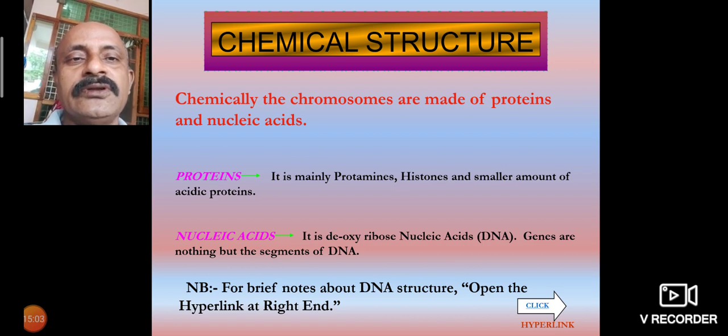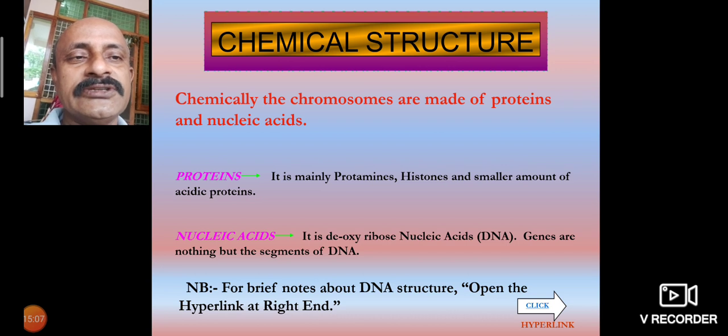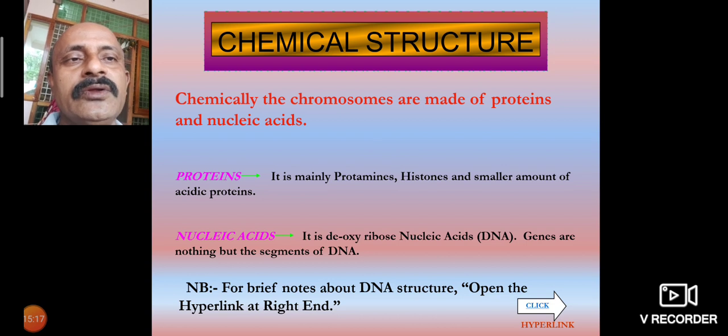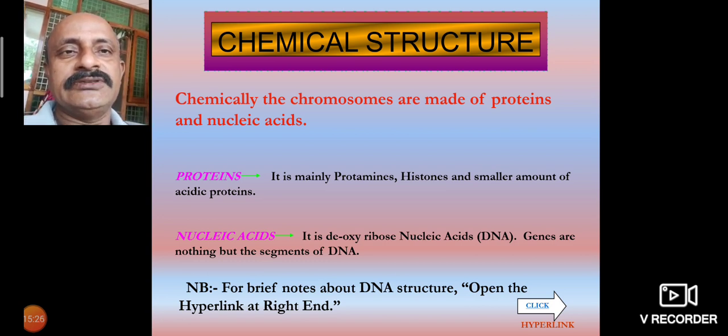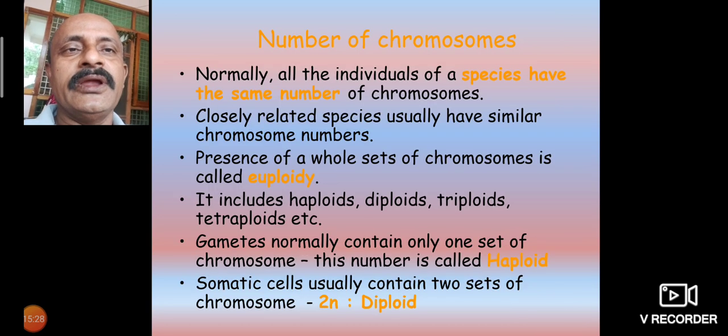For brief notes about DNA structure, open the hyperlink at the right hand. The structure is there. But commonly, chromosomes are made of two types of substances: proteins and nucleic acids.